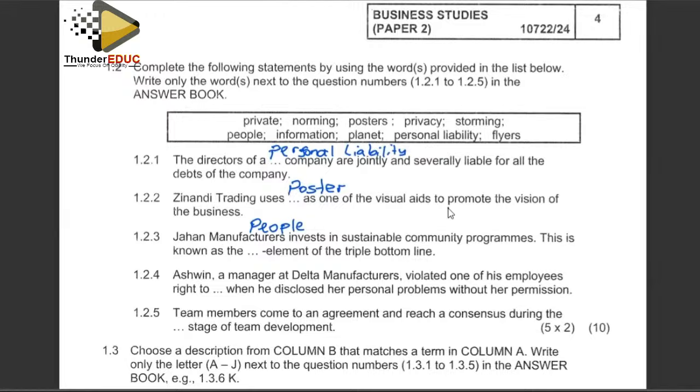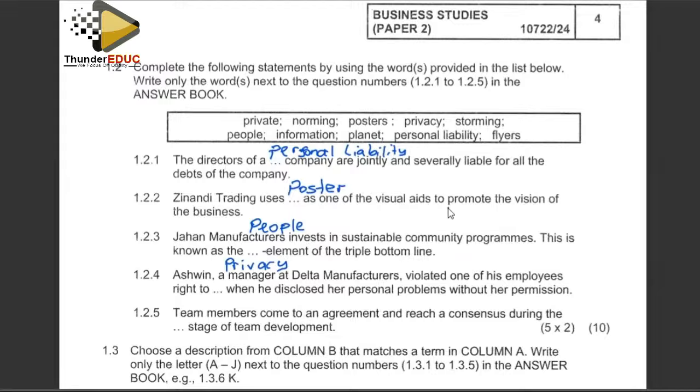Okay, right, grade 12. So now let's move on to 1.2.4. Ashwin, a manager at Delta Manufacturers, violated one of his employees' right to dash when he disclosed her personal problems without her permission. This is nothing but privacy. Okay, right.